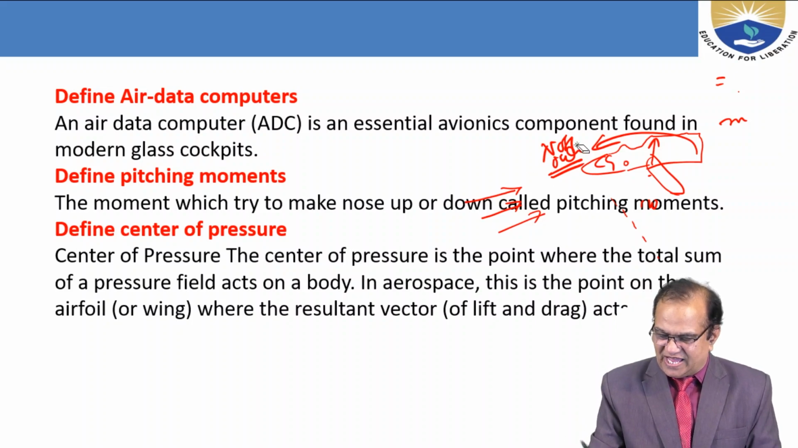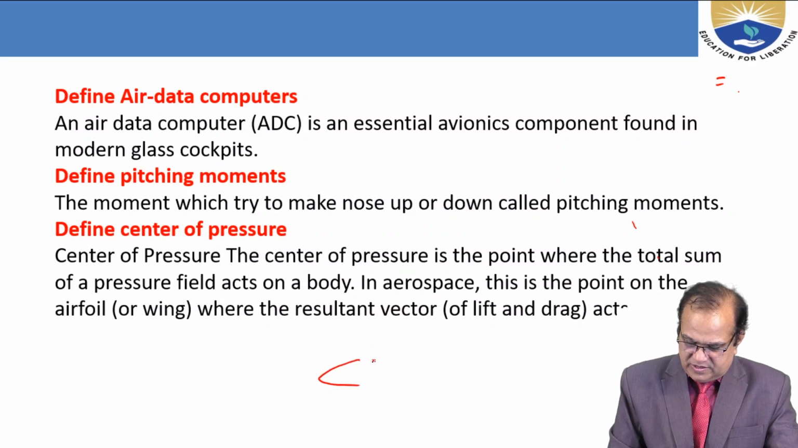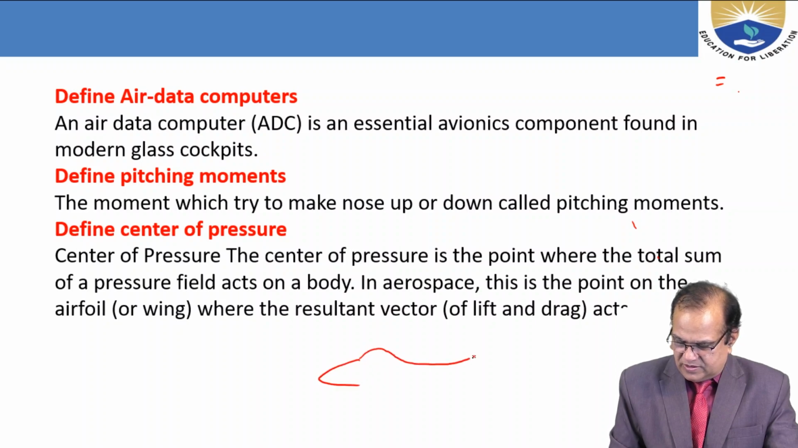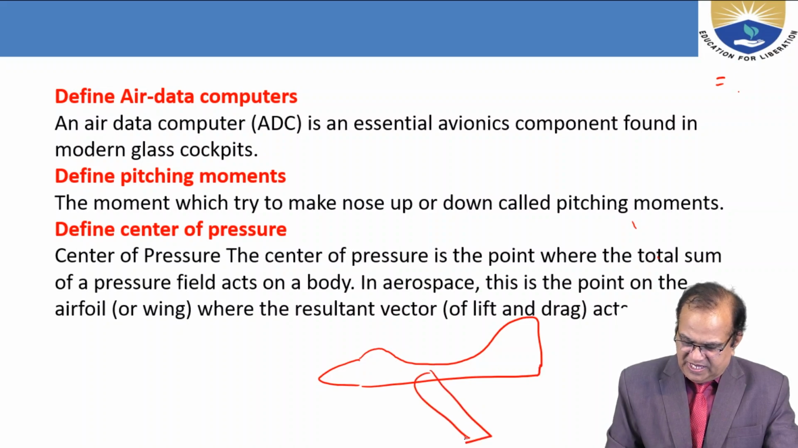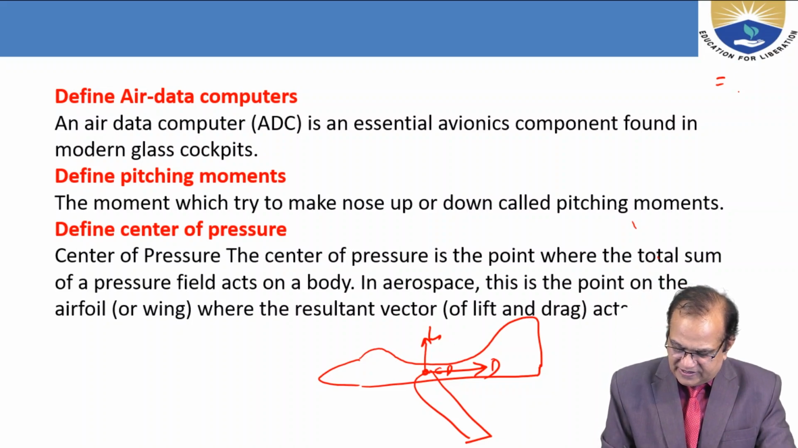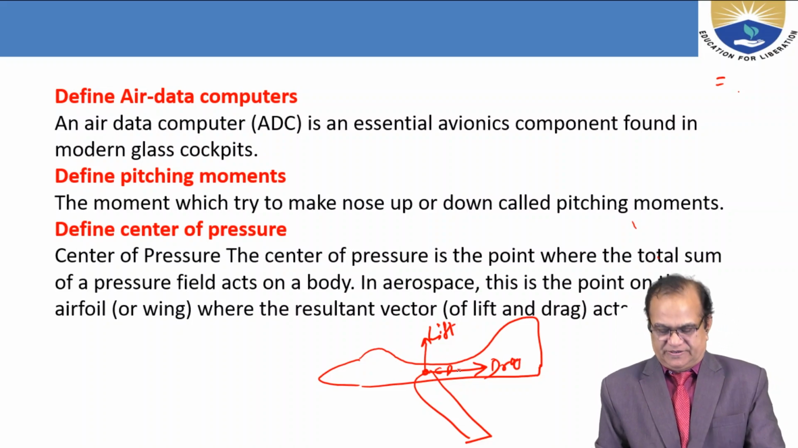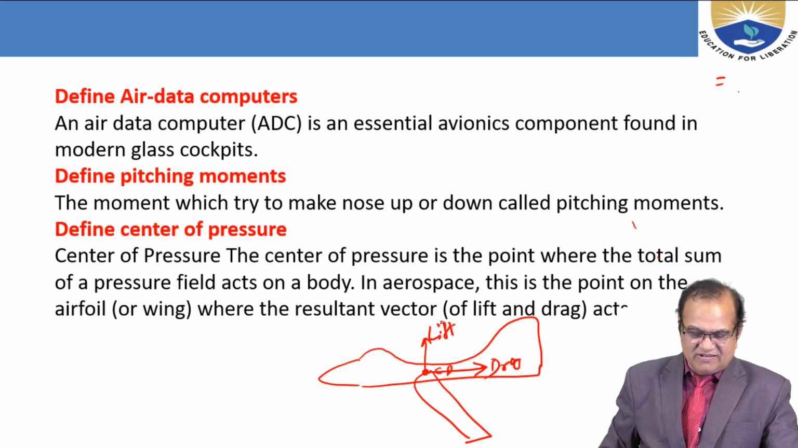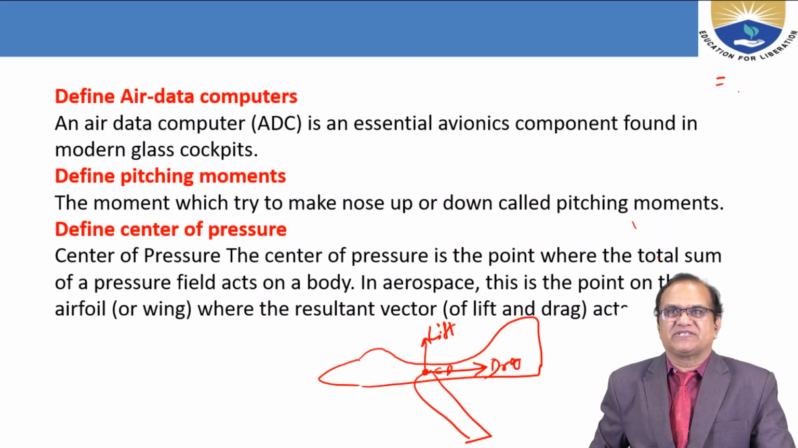So if you see this diagram again, this is the wing, here will be the center of pressure, this is called the CP, this is the lift and this is the drag. So the aerodynamic forces, that is the lift and the drag, will act at the center of pressure. So it is called the center of pressure.